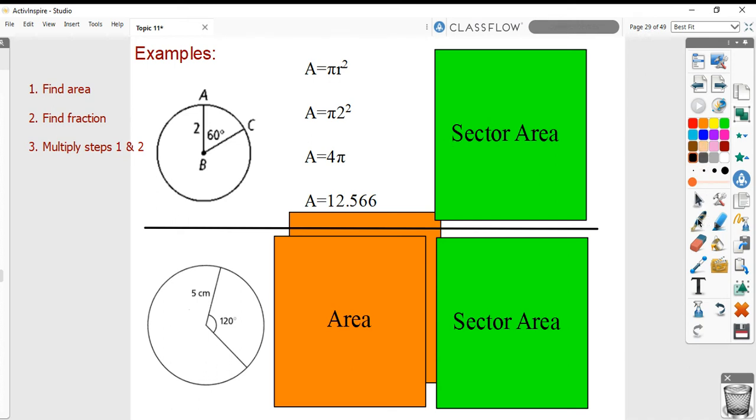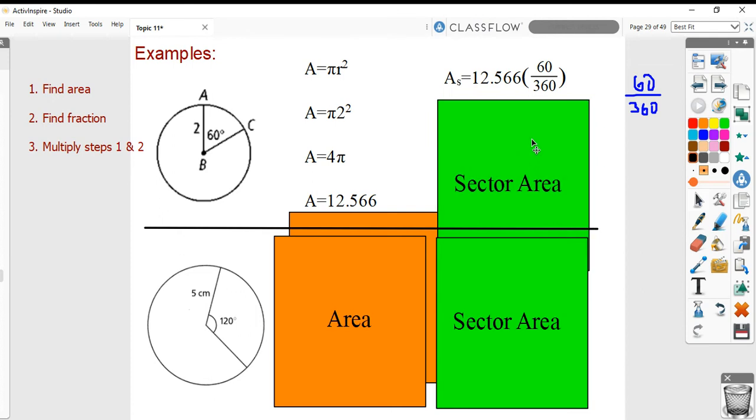Step number 2, let's talk about our central angle fraction. We've got 60 degrees, and we know that a full rotation is 360 degrees. So that's going to be our central angle fraction right there. That's step number 2, 60 over 360. So we take our area, multiply it times 60 over 360.